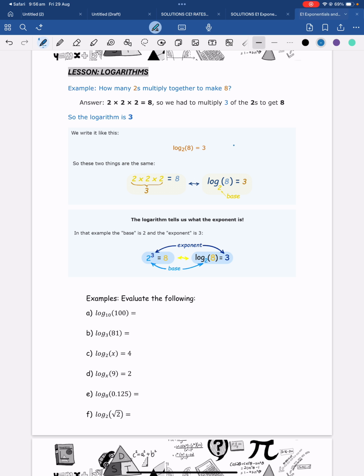Well, if we know that 2 times 2 times 2 gives me 8, 3 lots of those 2's multiplying gives me 8, then we can write it in this form with a log. 2, the number down here, we call it the base. So that's the number that multiplies together. The amount of times it multiplies together by itself is over here on the right of the equal sign. And the answer is in here, okay?